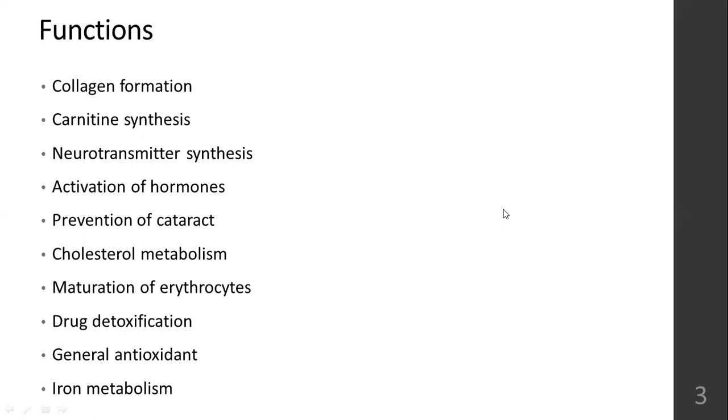Then there are other small functions like cellular respiration, tryptophan metabolism, immunity. These are also functions of vitamin C. As I mentioned, vitamin C is involved in the electron transport chain. So it helps in cellular respiration, taking up oxygen, giving out carbon components into the bloodstream. Tryptophan is an enzyme. For its hydroxylation also vitamin C is required. And because of this tryptophan enzyme, serotonin can be produced in your body.